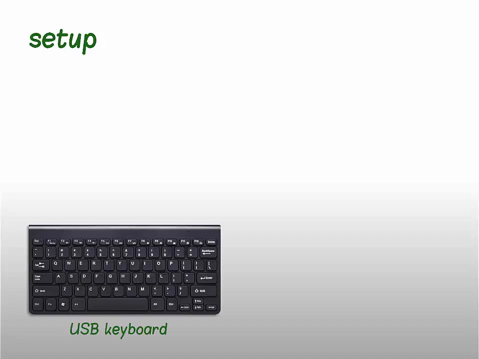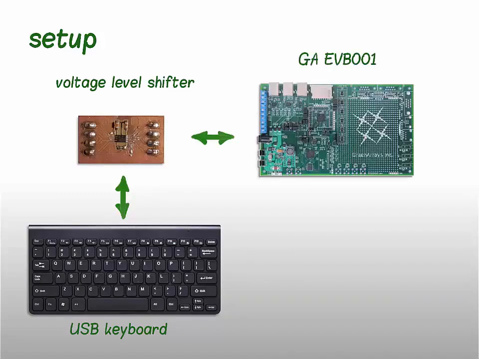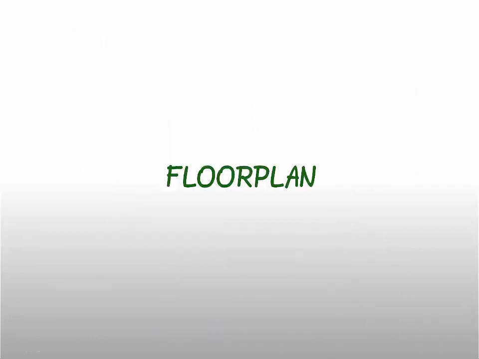The setup of this project then includes a USB keyboard, the voltage level shifter just shown, an eval board, and a PC with etherForth IDE. Now we start examining the software part of the project. First, let's see the floor plan.